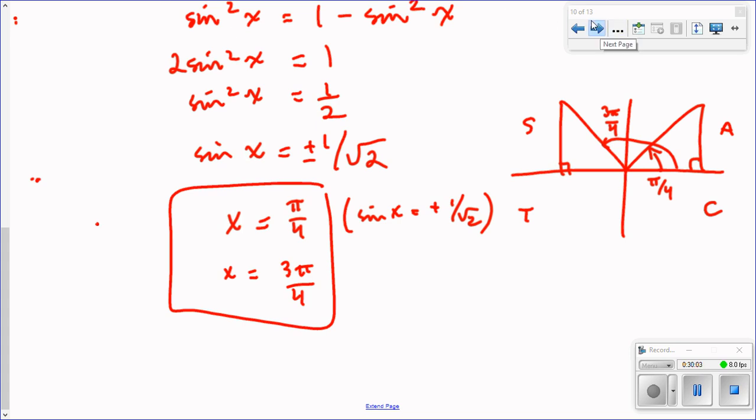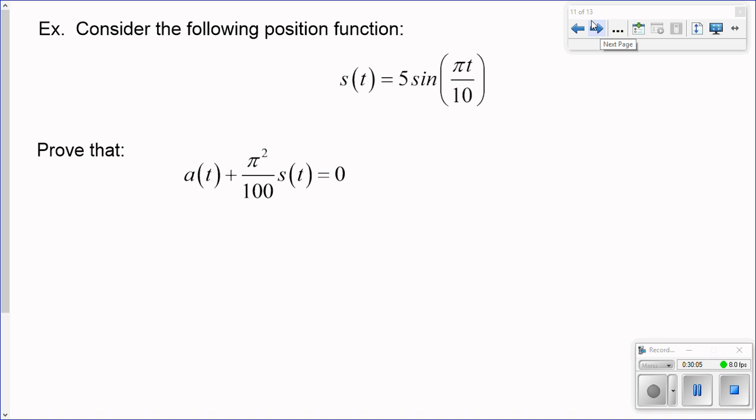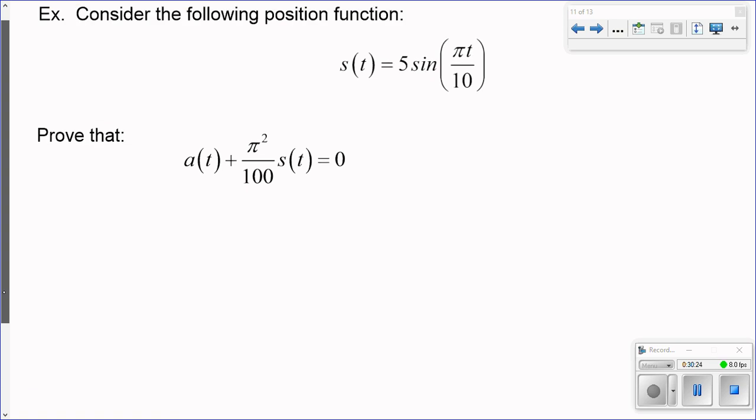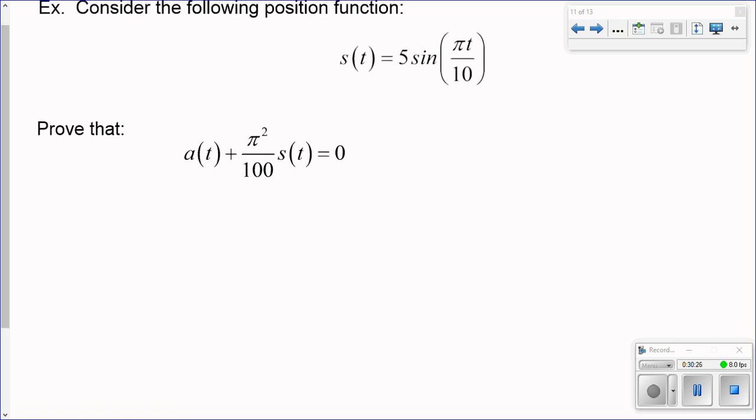I might have one more to do, real quickly. This is a function, and then I have to find the differential equation value of this. So it looks like I need an acceleration function. I'm given a displacement function. I'm probably going to have to take the second derivative of this. So I'm going to pause and let you guys start this, and we'll be good.